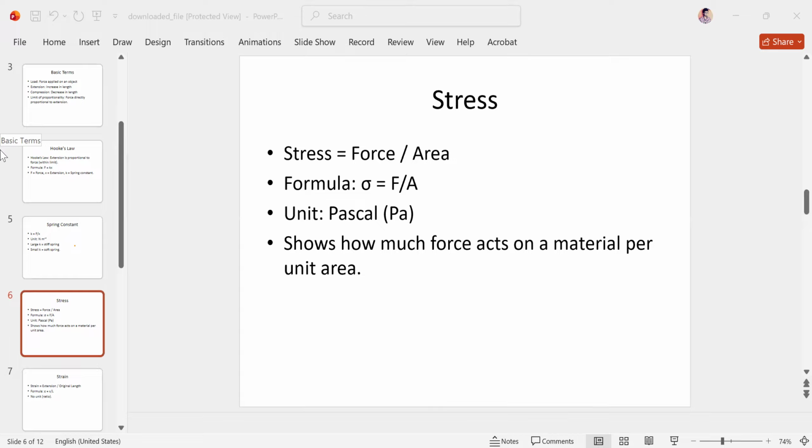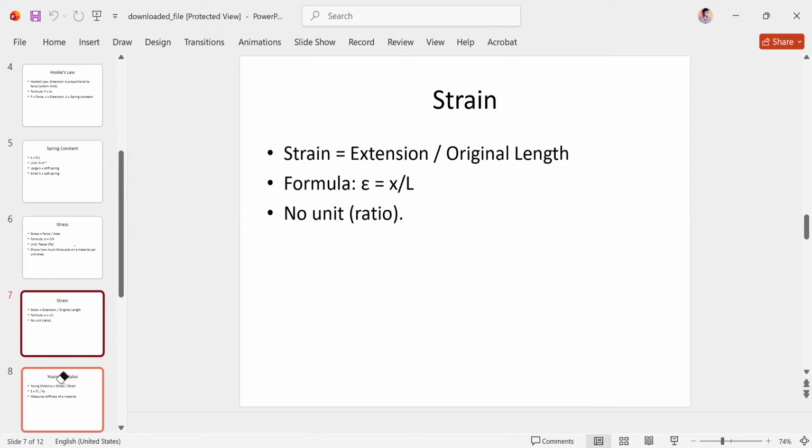Now, after the stress, we move on to the topic of strain. What is the meaning of strain? Strain is the ratio when we apply a force on an object. You see the simple body on which we apply a force, it changes its shape like this. It goes down.